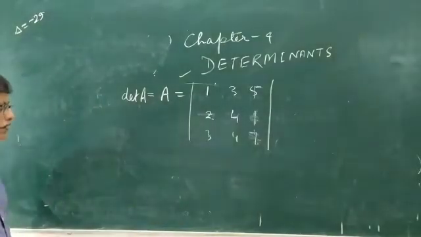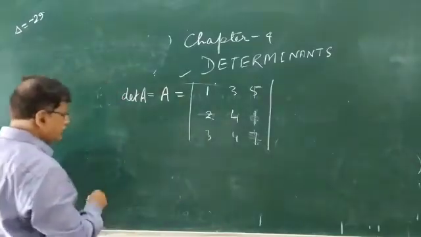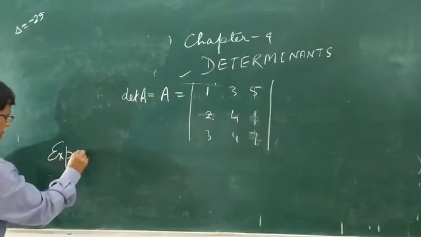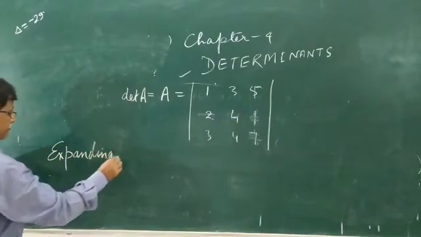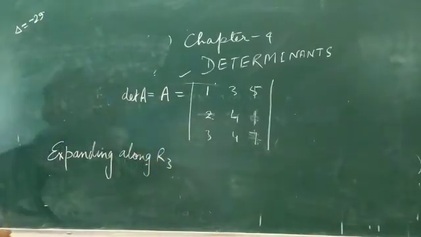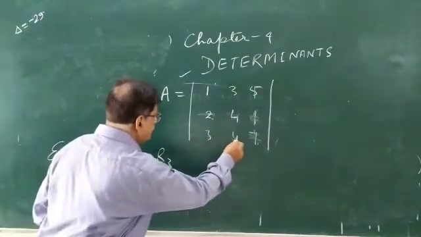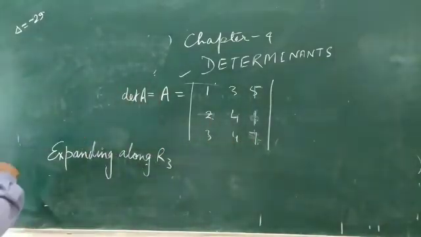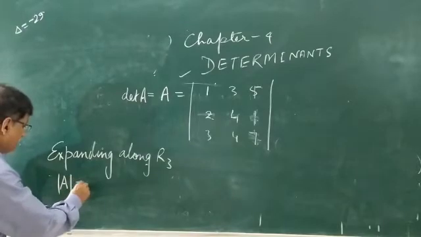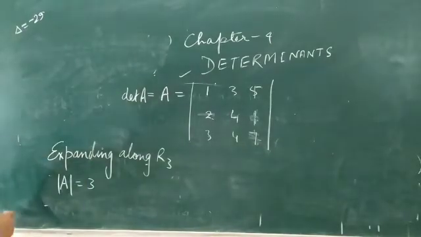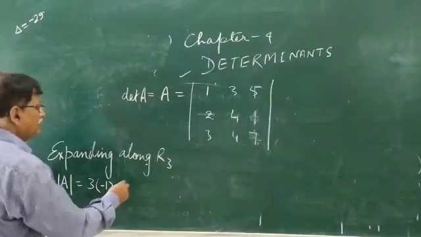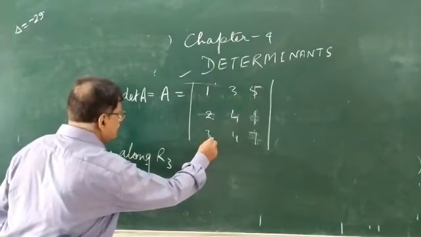Now you consider the third row, expanding along the third row, along R3. So the elements of R3 are 3, 4, 7. Along R3, first you write the element, that is 3, and then you find the position of the sign, minus 1. The position of this element is third row and first column.